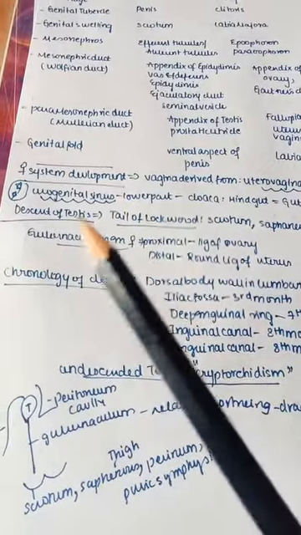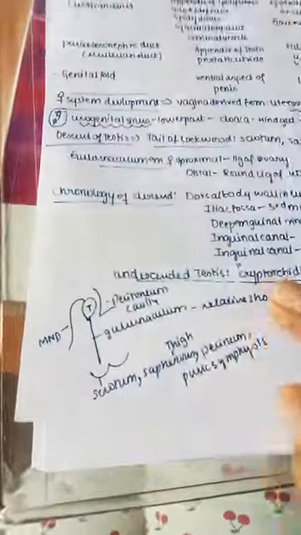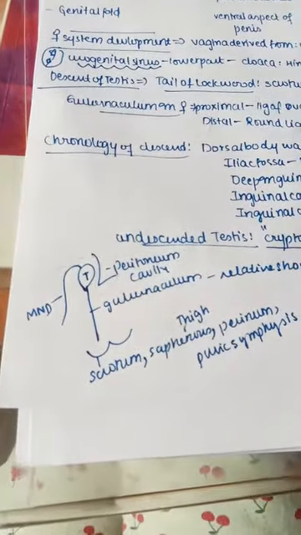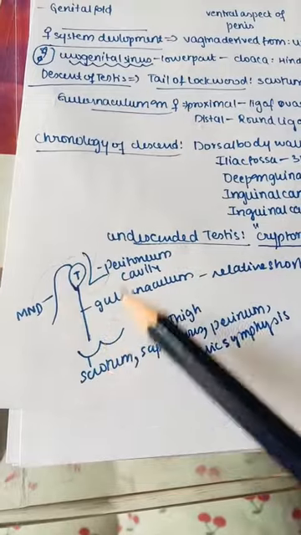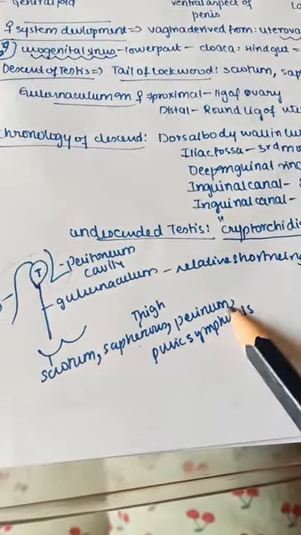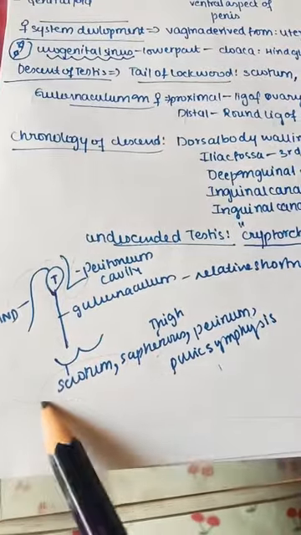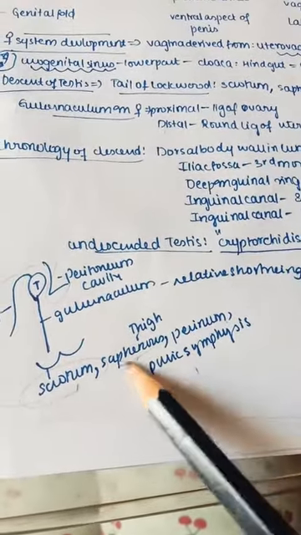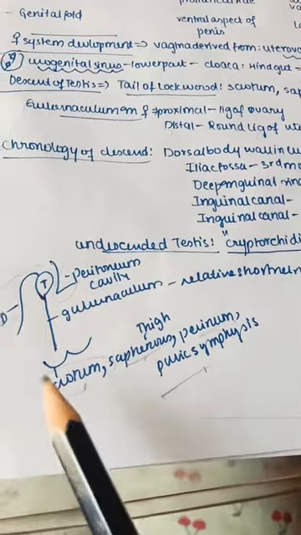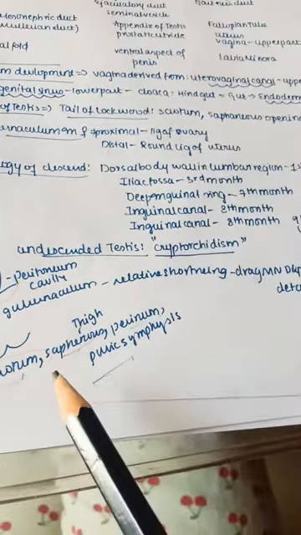And now let us move on to descent of testis. In this diagram we will understand. This is the testis, here is the mesonephric duct, here is the peritoneal cavity, and here is the gubernaculum, which is attaching the testis to the scrotum, saphenous opening of thigh, perineum, pubic symphysis. Actually the scrotum is the most common one. Then the ectopic sites may be in the thigh, saphenous opening, perineum, pubic symphysis. These are the ectopic sites where the gubernaculum attaches.